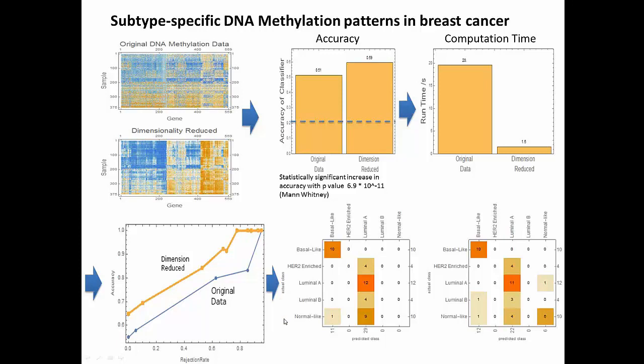So down the rows here we have the actual class of a test sample, and along the columns we have the predicted class. So what we would ideally like is all these to be sitting on this diagonal here. And what we find is that with the dimensionally reduced data set on the right here, we're able to pick out the normal-like samples, but we're not able to do that on the original data.